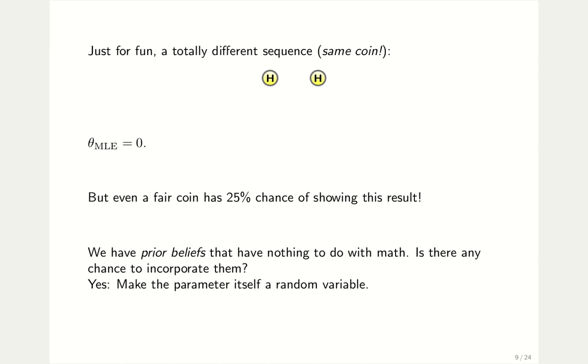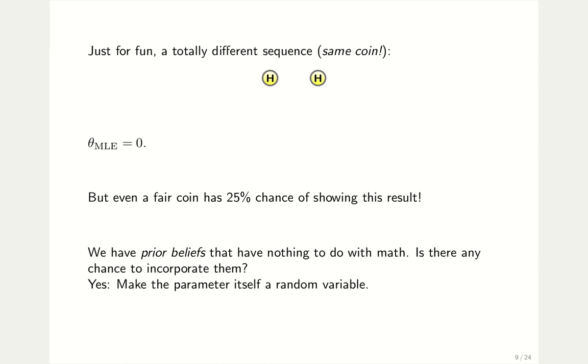And you might say, well, a coin flip is not expensive. Why don't we just do 10 coin flips? It takes a couple of seconds. Well, that's true, but a lot of experiments take significantly more time and more money. So you might only be able to do 2 experiments, and you still want to infer information from that. So for the sake of the argument, let's assume we only have 2 coin flips at hand.